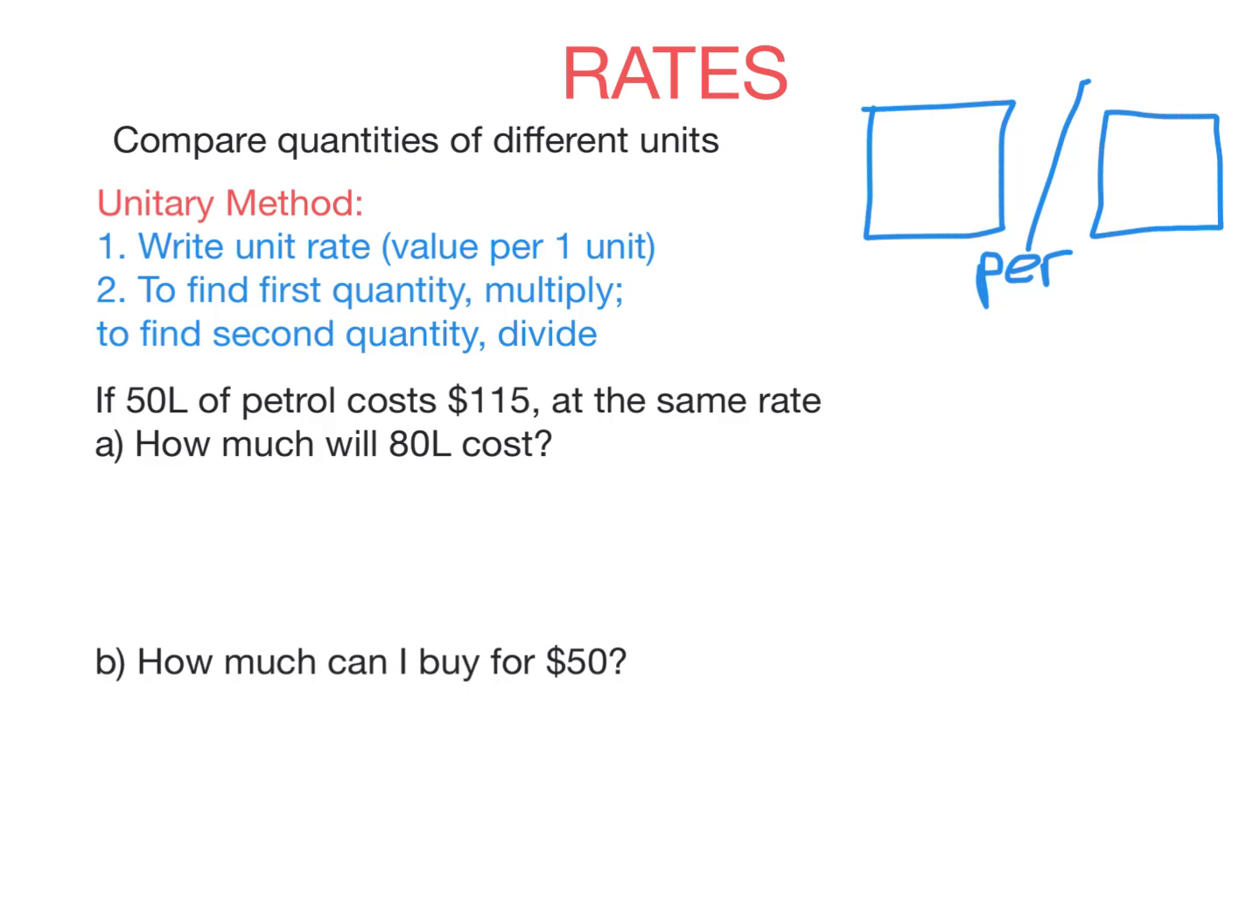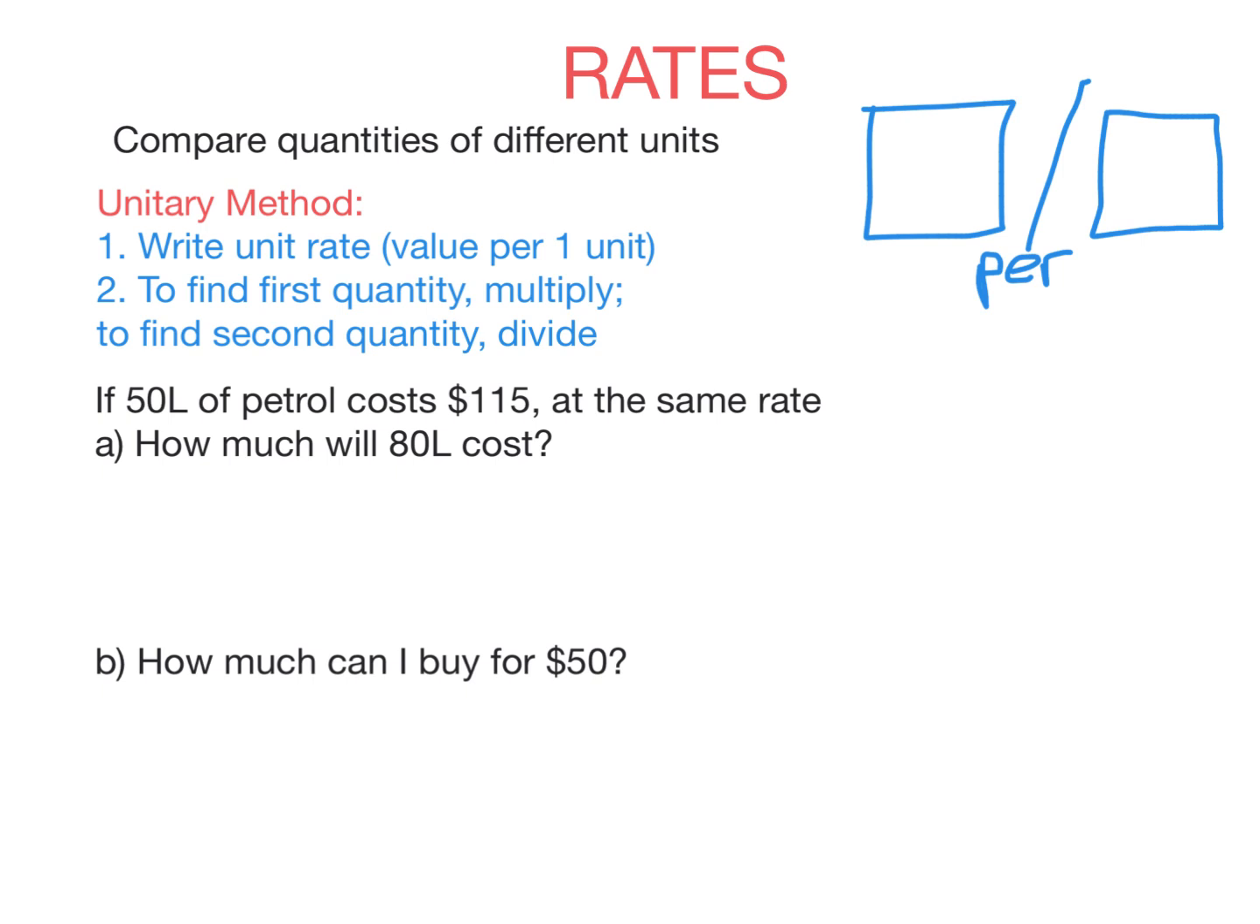Thank you so much for tuning into this video in which we will look at rates. Rates compare quantities of different units as opposed to ratios that compare quantities of the same units. We write rates as some quantity per some quantity. For example, it could be dollars per litre. You've already seen speed, which is a rate. It compares some measure of distance and some measure of time, like meters per second. So here in speed, distance and time are different units. So that's what I mean there.